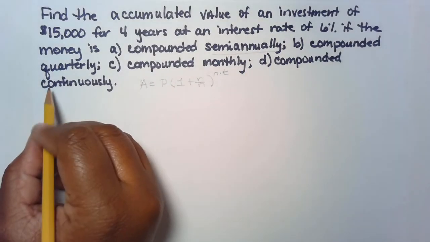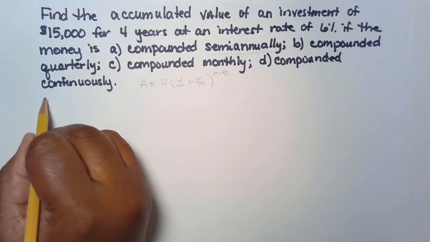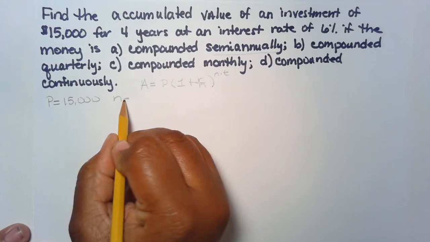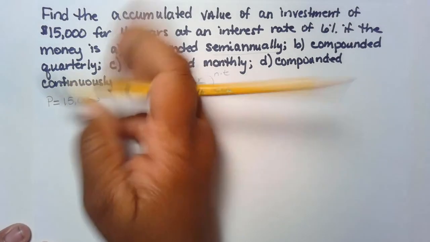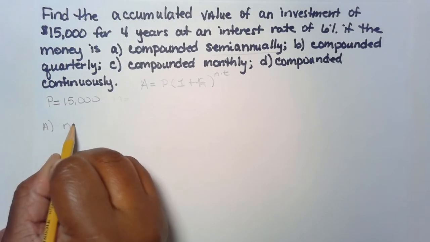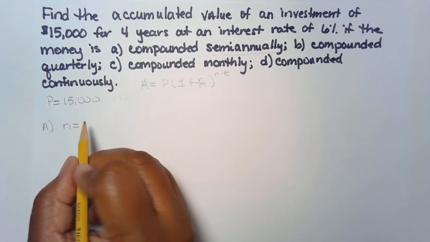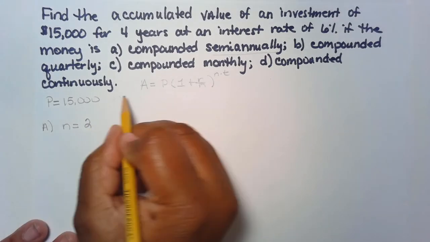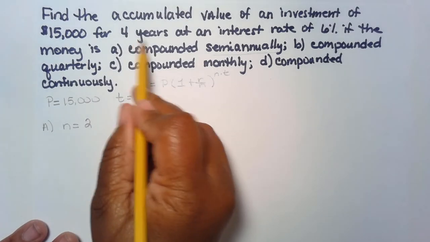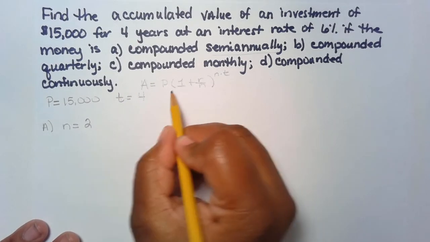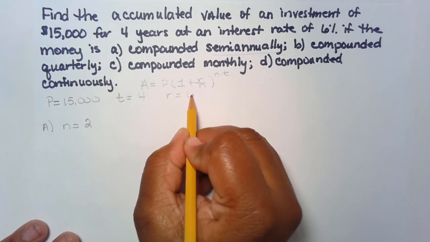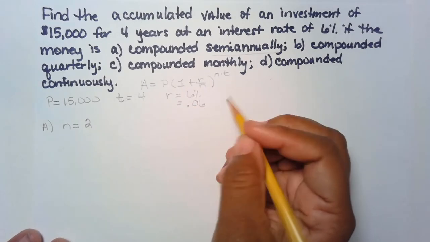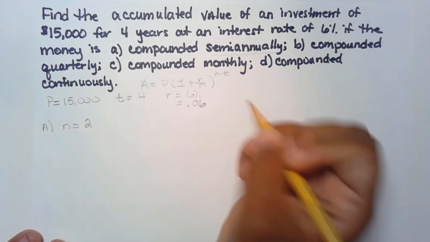So what do we have here? What is given? P, the principal, which is $15,000. Your N, the first example, we'll put part A, and our N here for semi-annually is going to be 2. T, how many years? 4 years at a rate of 6%, and we're going to convert 6% to a decimal, so we have 0.06.